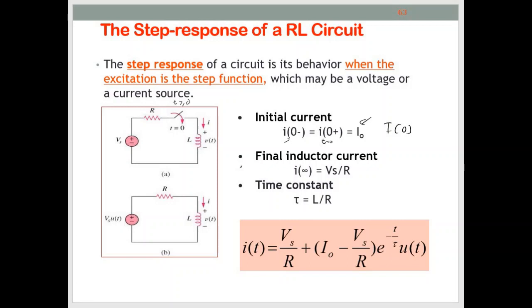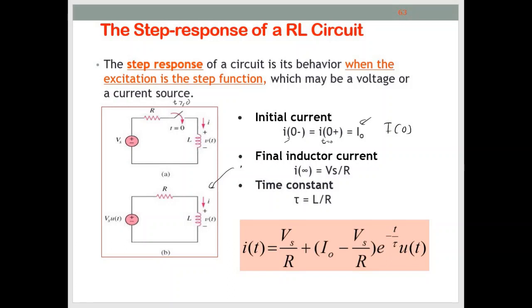The final inductor current is for this one, which represents the current of the inductor when the switch is on, meaning that the voltage is in the condition of charging the inductor. So I infinity is Vs over R. Infinity means that as t goes up to infinity, the current will saturate to the value Vs over R. And the time constant, tau, is L over R, similar to the source-free RL circuit.